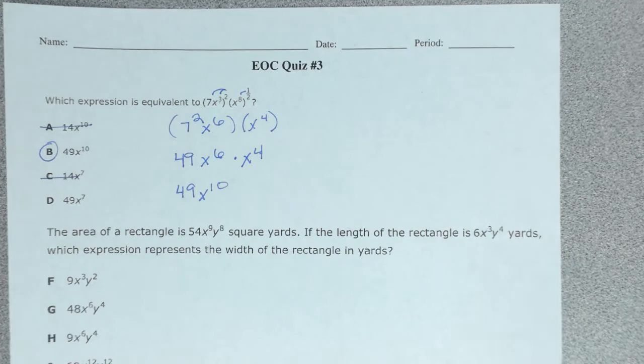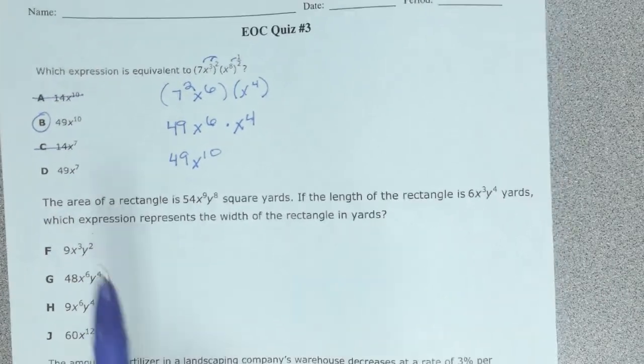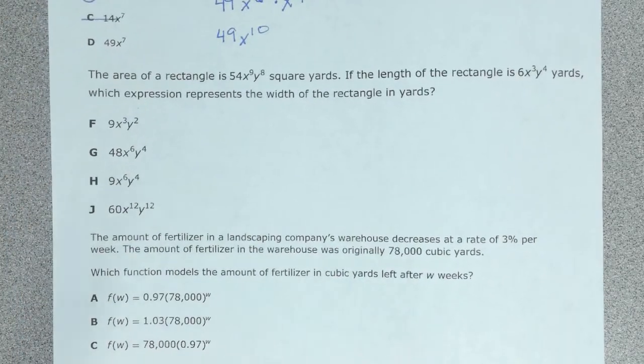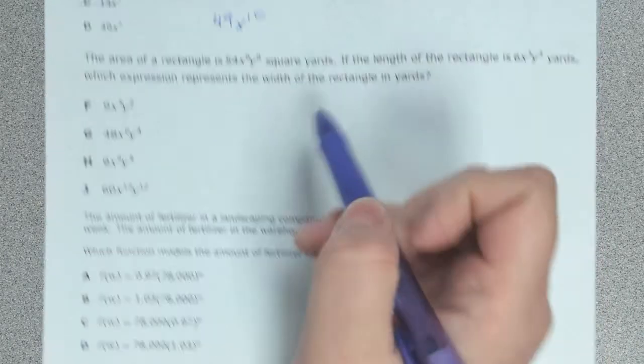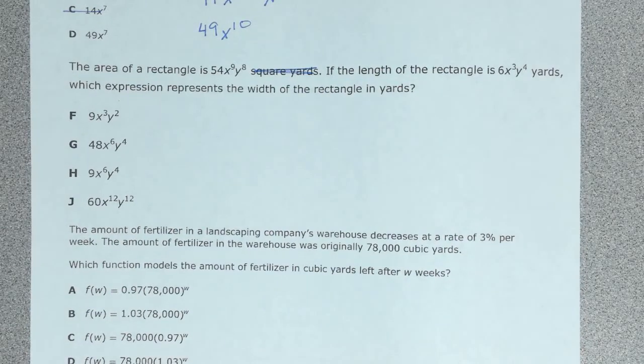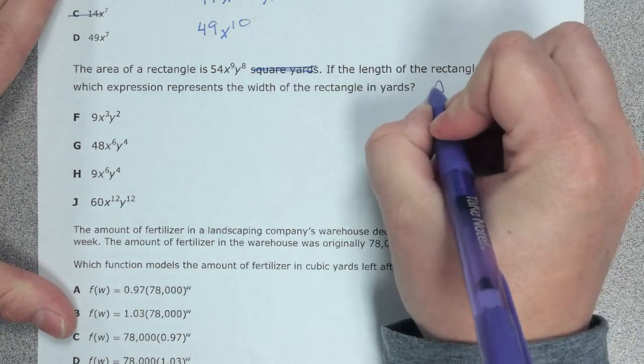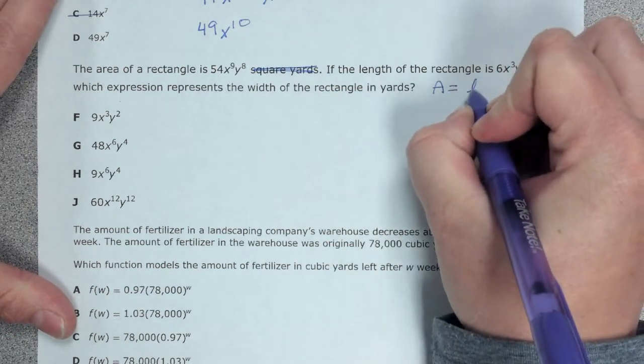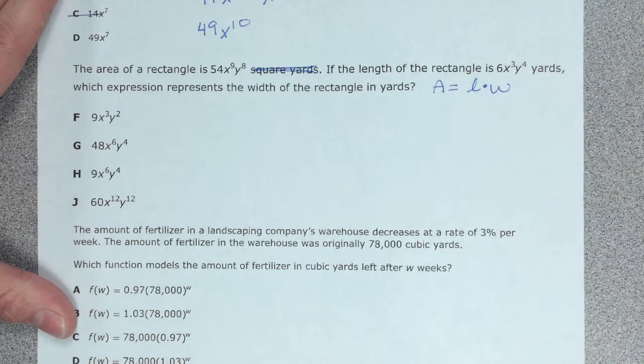Okay, let's check this one. Number 2. The area of a rectangle is 54x to the 9th, y to the 8th square yards. Guys, square yards is just units. Please don't put another squared. We don't need that. If the length of the rectangle is 6x to the 3rd, y to the 4th yards, which expression represents the width? Now, guys, you have to know the formula for area is area equals length times width. You have to know that. That's not on any formula chart.